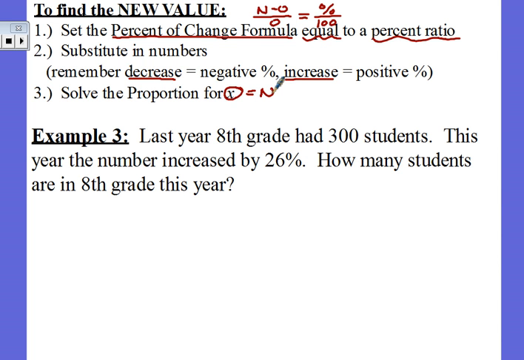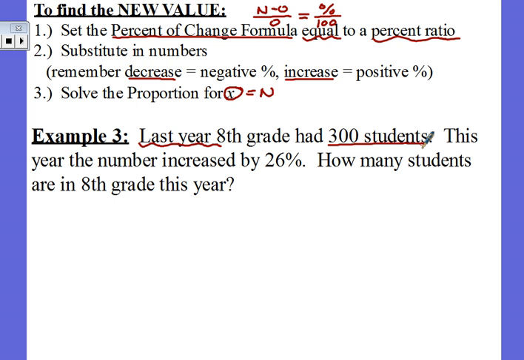So in this example, it says last year, 8th grade had 300 students. This year, the number increased by 26%. How many students are in 8th grade this year? So we're going to look at my first number, which says last year, it had 300 students.